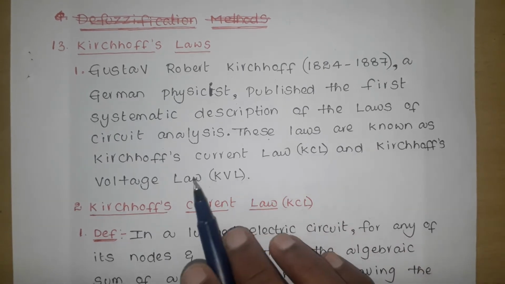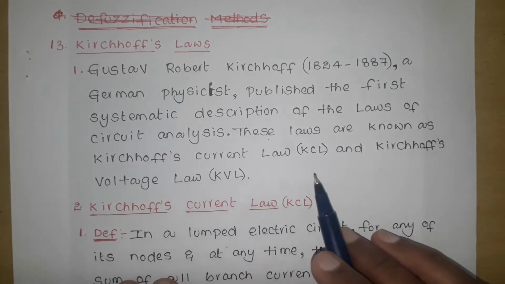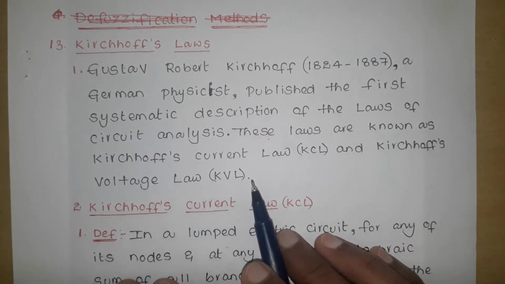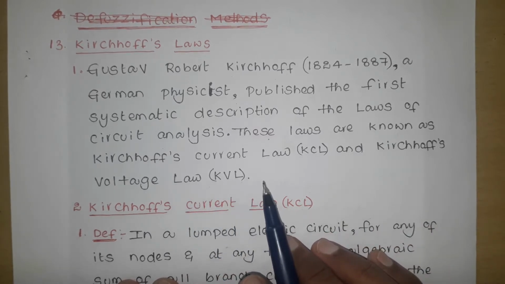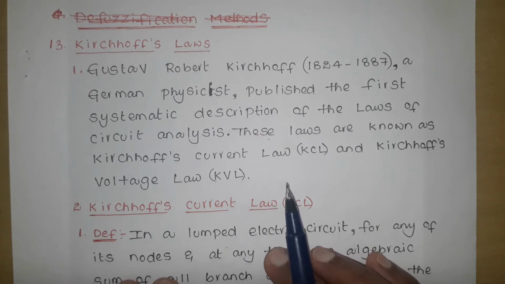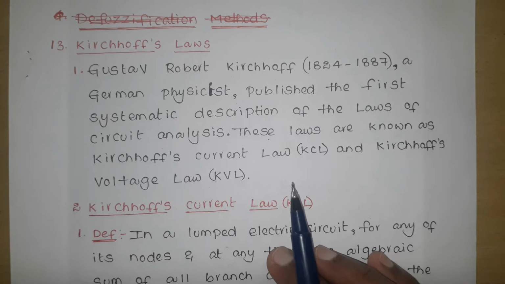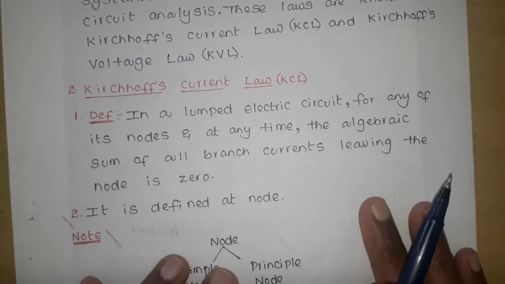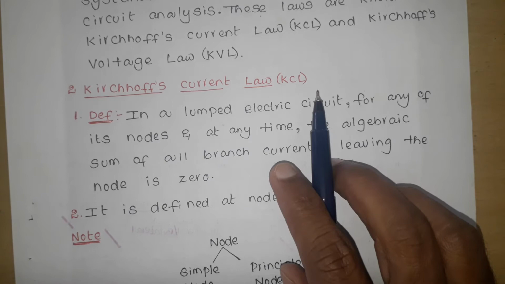These laws are known as Kirchhoff's current law, that is KCL, and Kirchhoff's voltage law, that is KVL. He published two systematic laws to analyze electrical circuits or electrical networks, and those laws are Kirchhoff's current law and Kirchhoff's voltage law. So, Kirchhoff's current law, or otherwise KCL.